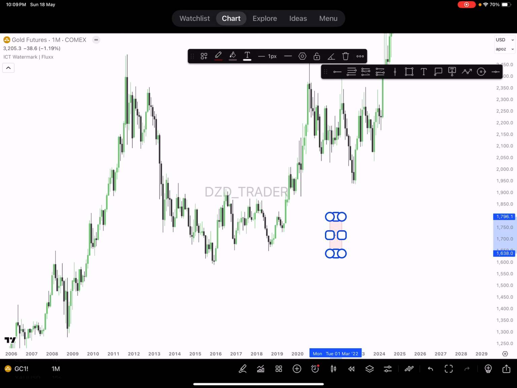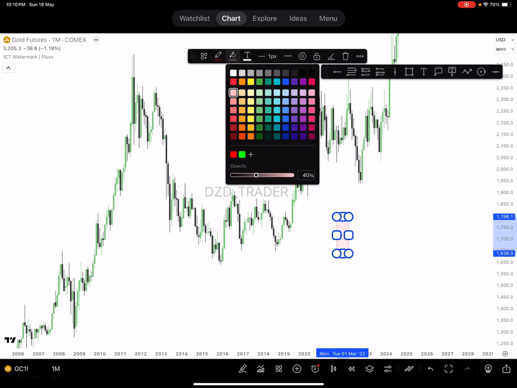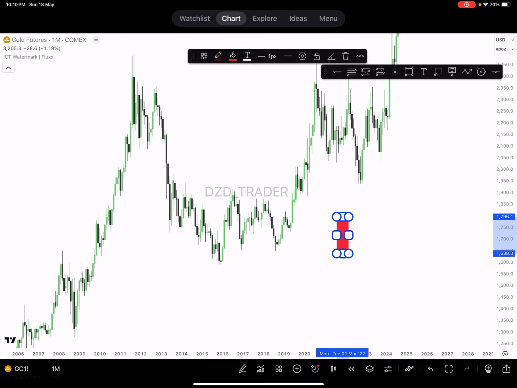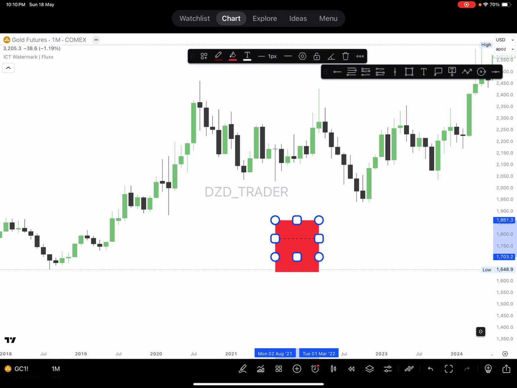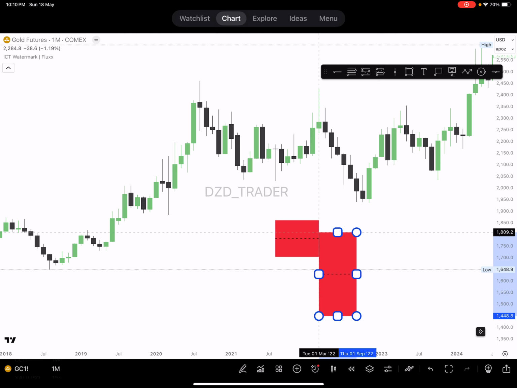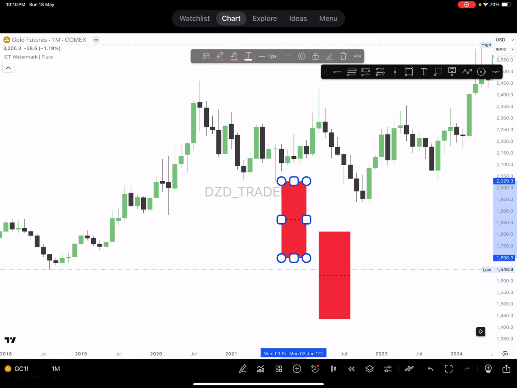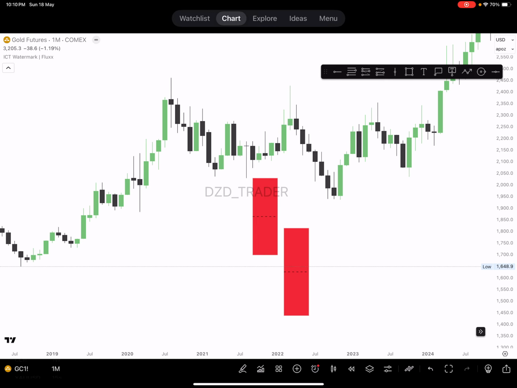An order block, let's say, for example, over here. Let's say we have one of these, and we clone this one. Just need to zoom in. So let's say, for example, we have two bullish candles.